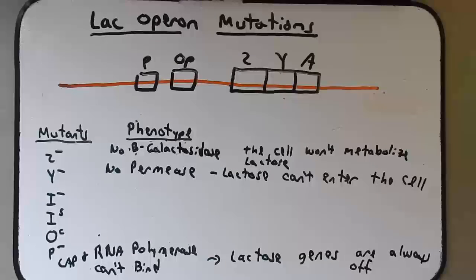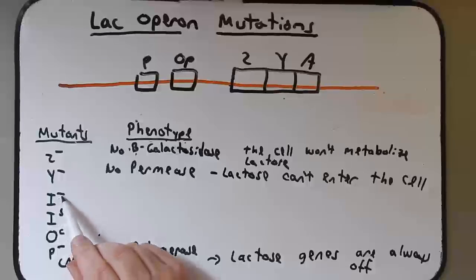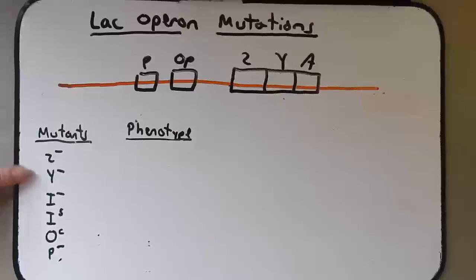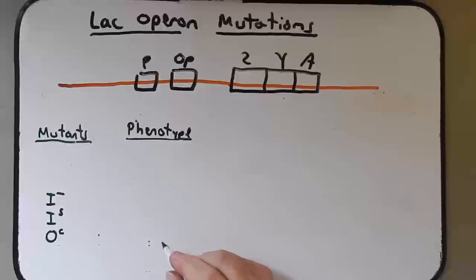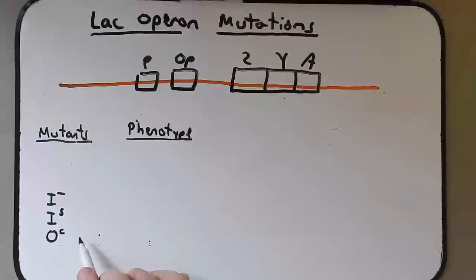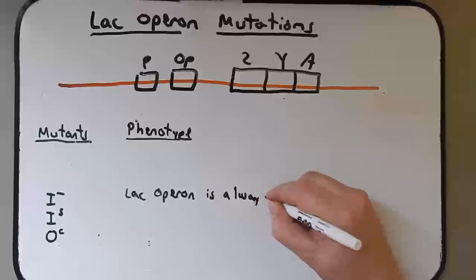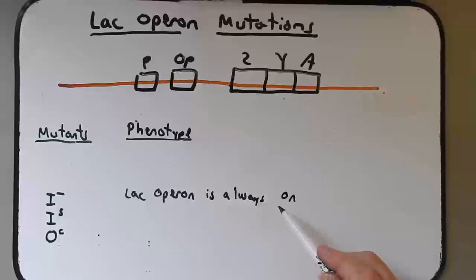Now to explain these other three, I minus, I superscript S, and O superscript C, I need a little bit more room to draw. So I'm going to erase these words here. And I'm going to get rid of Z and Y because we've already talked about them, and P. So all we have left are I minus, I S, and O C. So let's talk about these I mutations first. I minus has the phenotype. So in the I minus mutation, the lac operon is always on, meaning that the RNA polymerase can always transcribe these genes. And let me explain why that is the case.